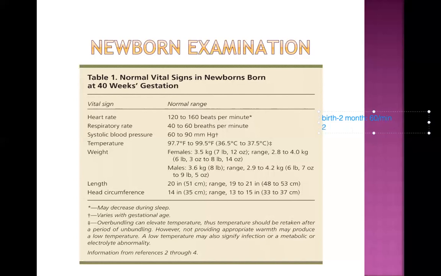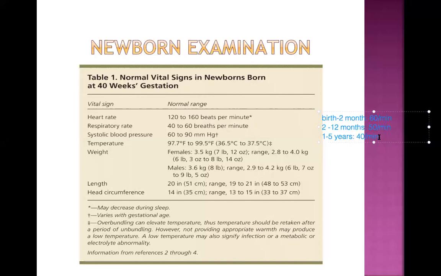Now, from 2 months till 12 months, that is till 1 year of age, the upper limit is 50 per minute. More than 50 is abnormal. And then from 1 to 5 years of age, the upper limit is 40 per minute. So more than 40 is abnormal.